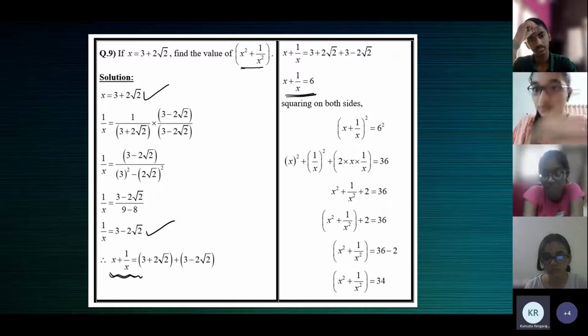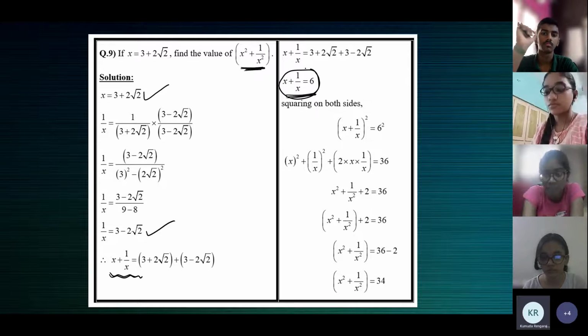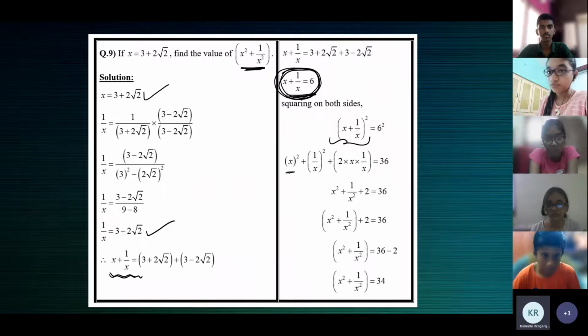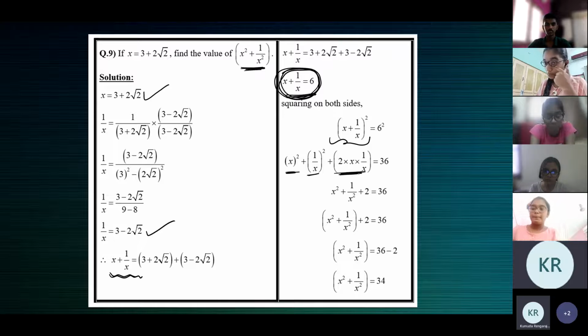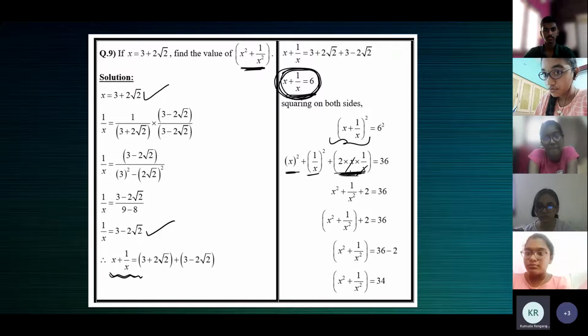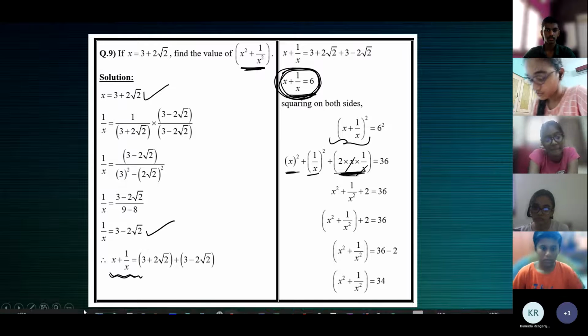Since we have to find x squared plus 1 by x squared, we need to square this equation on both the sides. When you square it, the LHS is x squared plus 1 by x squared plus 2ab, that is a squared plus b squared plus 2ab. We should not forget this 2ab. So the 2 cancels on the other side, minus 2. So x squared plus 1 by x squared is 34.